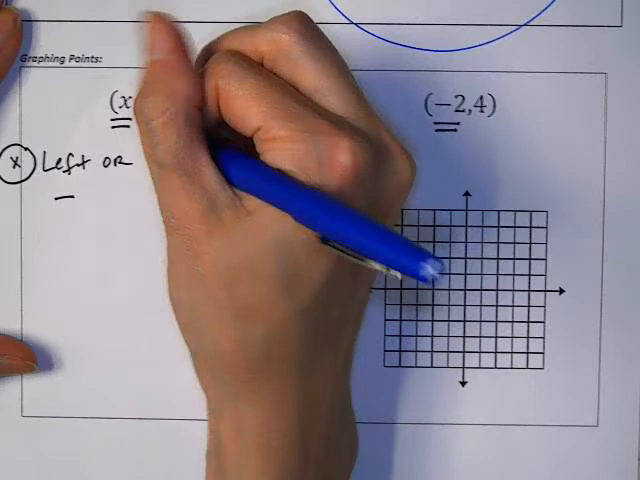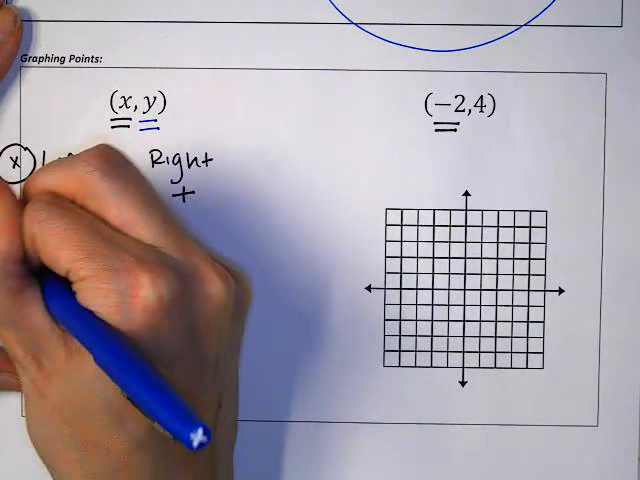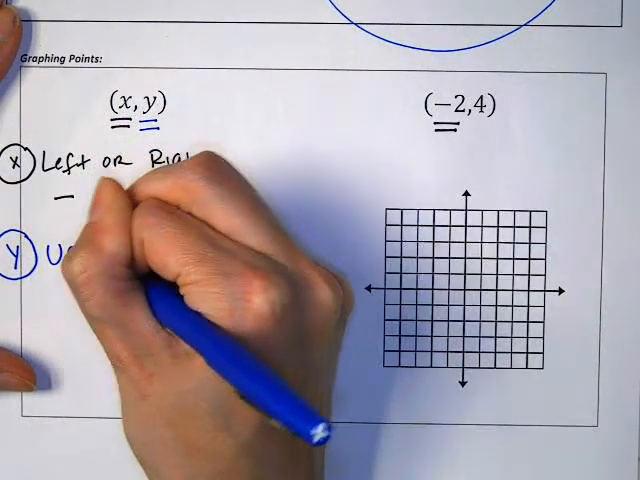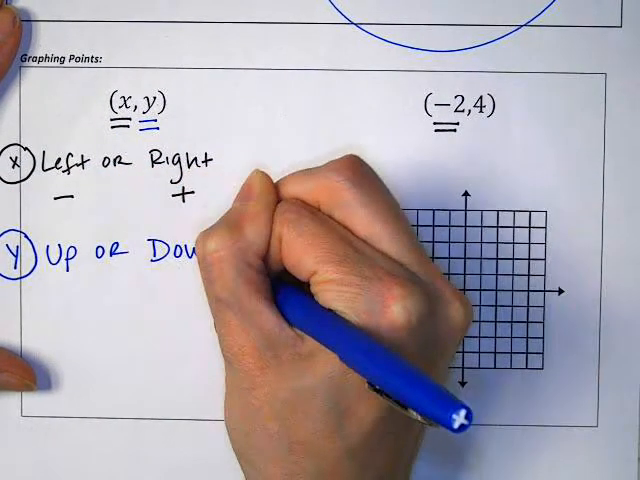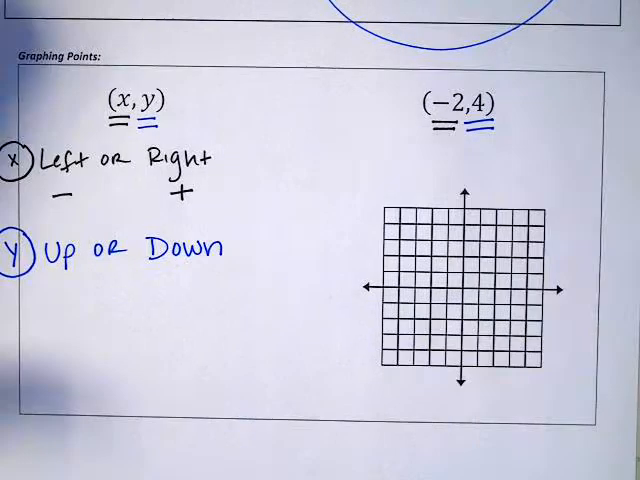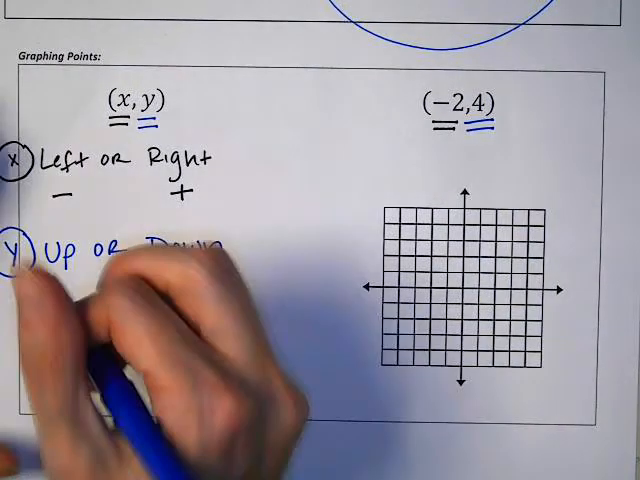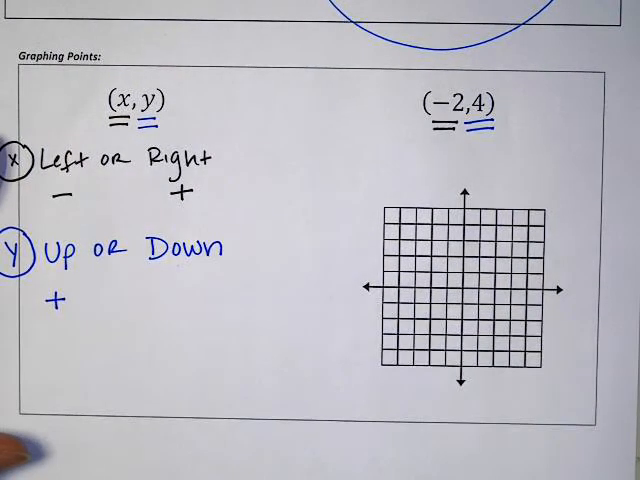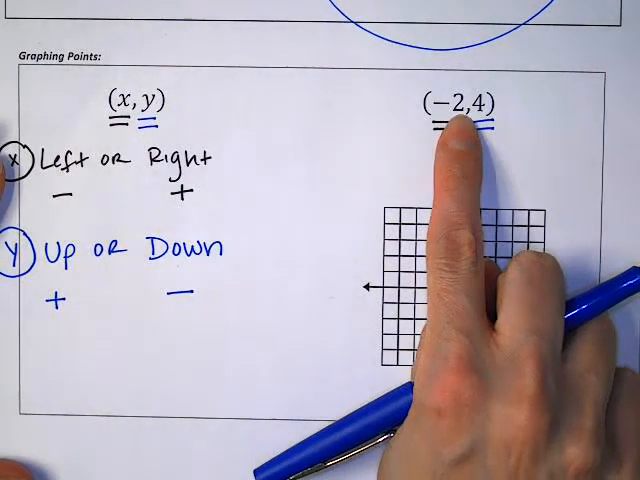Now let's talk about y. The y, the second number, that'll tell you if you're going up or down. Okay, so the second number tells you up or down. If it's positive, you're going up. If it's negative, you're going down. Kind of obvious, right? All right, so let's try to graph this ordered pair.